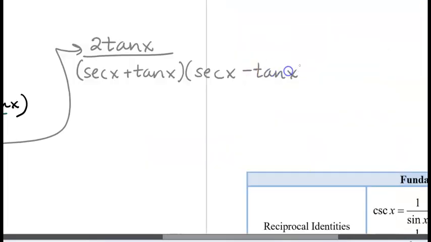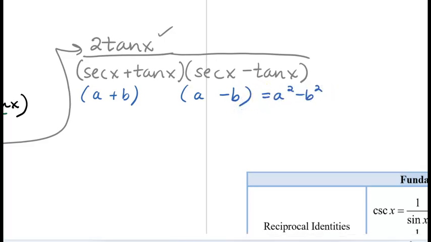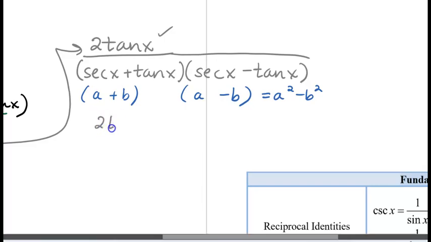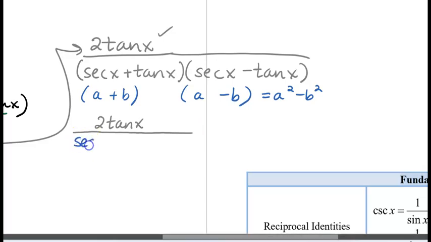Remember, we're trying to show that all of this is equal to 2 tan x, which we do have in the top, so hopefully we can show that the bottom is equal to 1. Maybe you notice that the bottom looks like a plus b, a minus b, and when we multiply that out, we get a squared minus b squared. We just talked about that from a difference of squares, or even if you don't observe that pattern, when you FOIL out the denominator, you will get secant squared minus tangent squared.